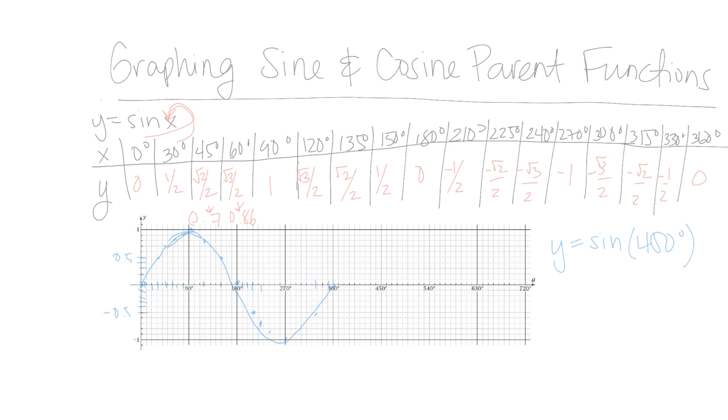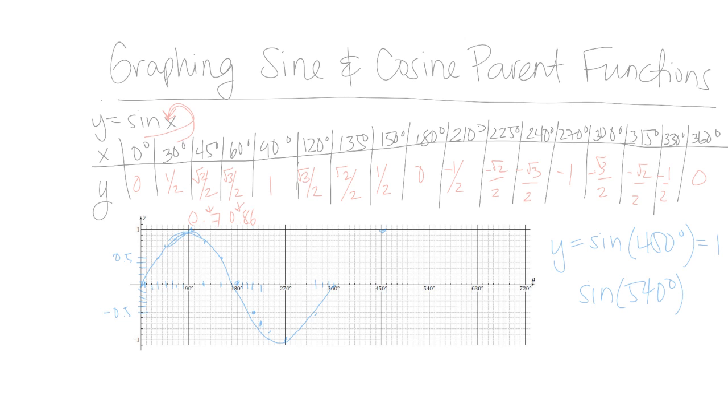Okay, so if I wanted sine of 450 degrees, that's coterminal with 90 degrees, so that becomes 1. So I'm back up at 1. Okay, what happens at 540 degrees? Okay, let's check.